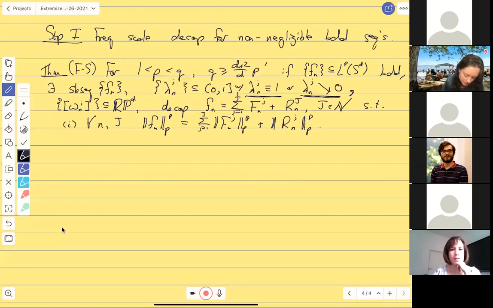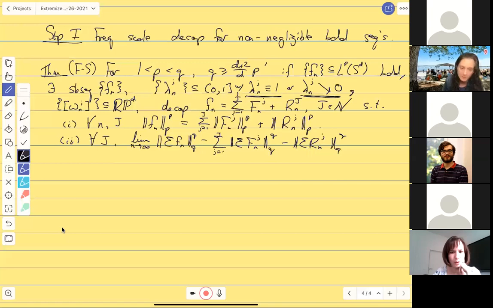Secondly, we have very good L^q orthogonality if we let n go to infinity. The norm of the extension of f_n in L^q to the q, minus the sum of the norms of the extensions of the f_{n,j} in L^q to the q, minus the extension of the remainder in L^q to the q, that's equal to 0. Now, thirdly, the remainder terms are small.